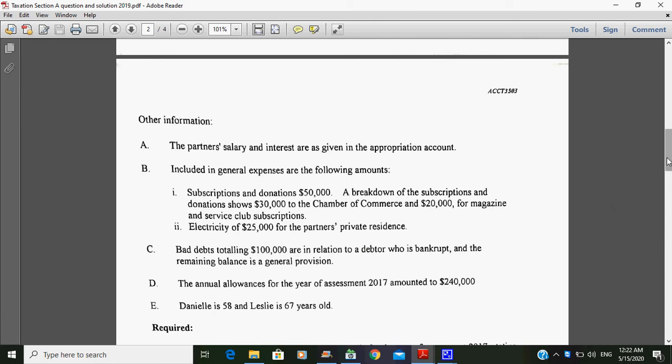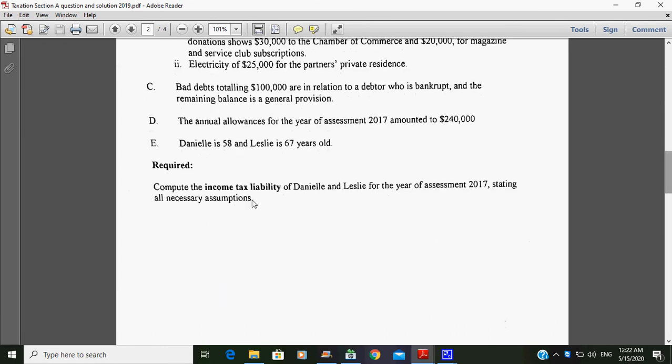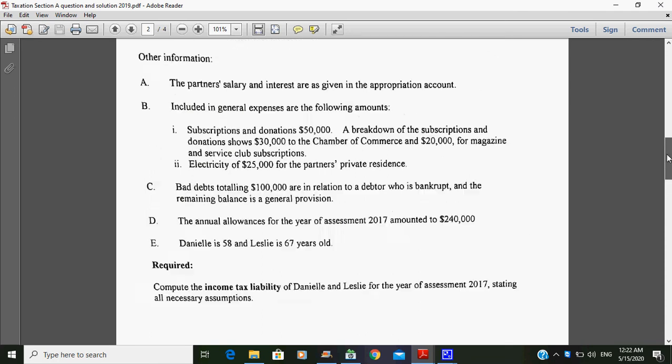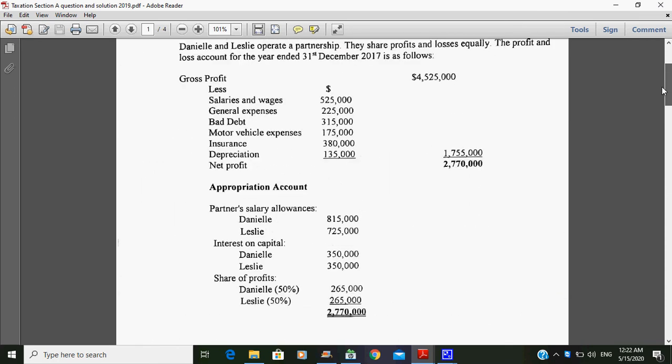Alright, let's look at it now. Required says compute the what? Income tax liability of Daniela and Leslie for the year of assessment 2017, stating all necessary assumptions. Now, I will ask you to pause the video and write some for me, please.